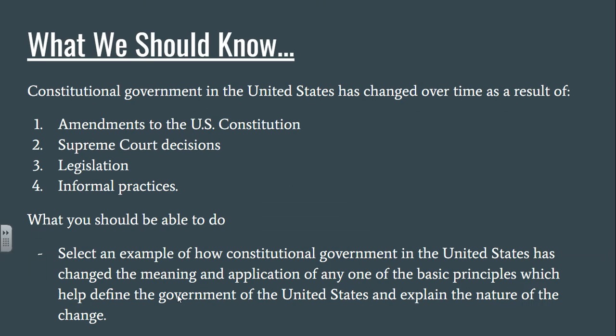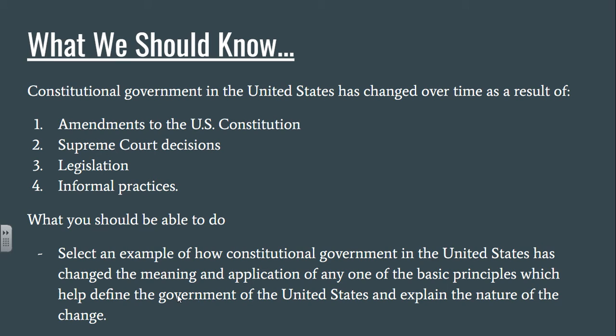All right. So what we should know when doing this says their constitutional government in the United States has changed over time as a result of what? So we talk about constitutional government. The government operates under the Constitution, but it has changed. And how has it changed from the original document? We had amendments to the Constitution. There are Supreme Court decisions that will alter it. There's legislation or law that will alter it. And then there are what we call informal practices. That'll be more clear what that is when we get there.